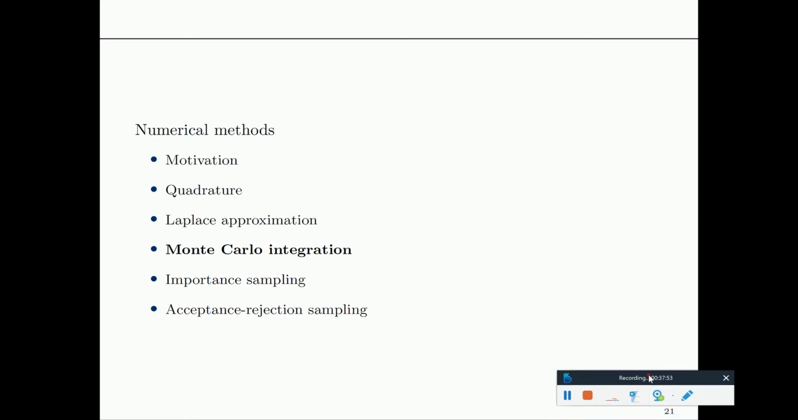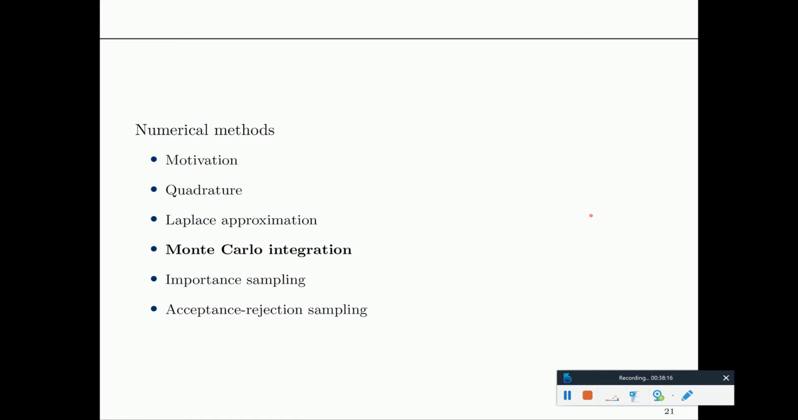Okay, I think we can do the basics of Monte Carlo integration before the break because it's really quick. So what is Monte Carlo integration? Or maybe we do it after the break and I just talk a little bit so that the break is not too long.